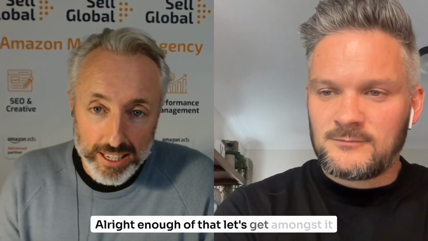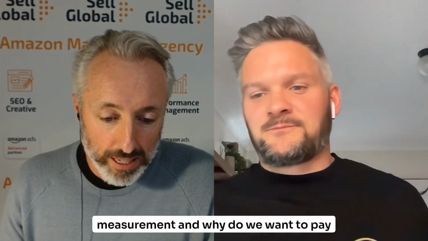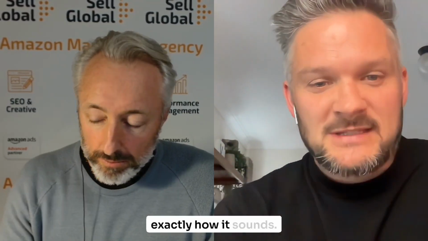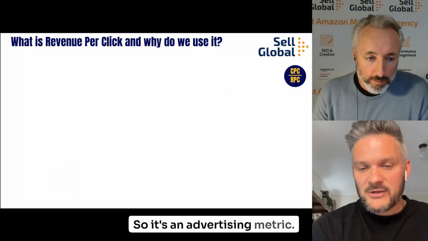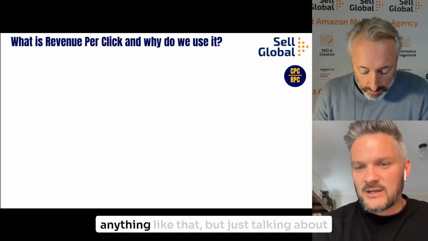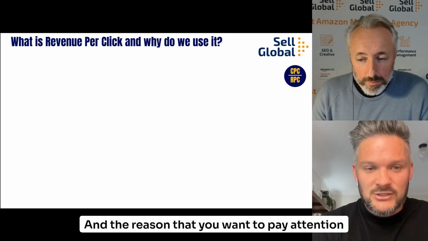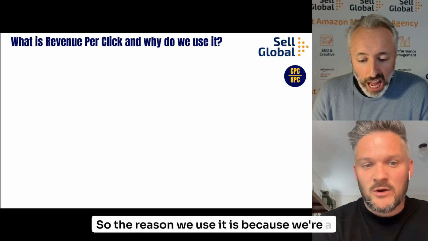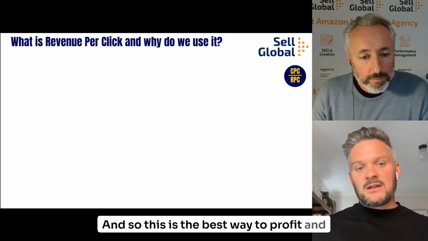All right, enough of that. Let's get amongst it. Seb, as I start to share, do you want to kick things off? What is this revenue per click measurement, and why do we want to pay attention to it? Revenue per click is exactly how it sounds. It's the amount of revenue that you make for every click that you drive with advertising. So it's an advertising metric. We're not talking about organic sales or anything like that. We're just talking about the advertising side, because that's the part that we control. The reason you want to pay attention to it is because you want to get more revenue in the door for every click. We use it because we're a profit-first, or profit-driven, agency, and this is the best way to drive profit and scale profitably.